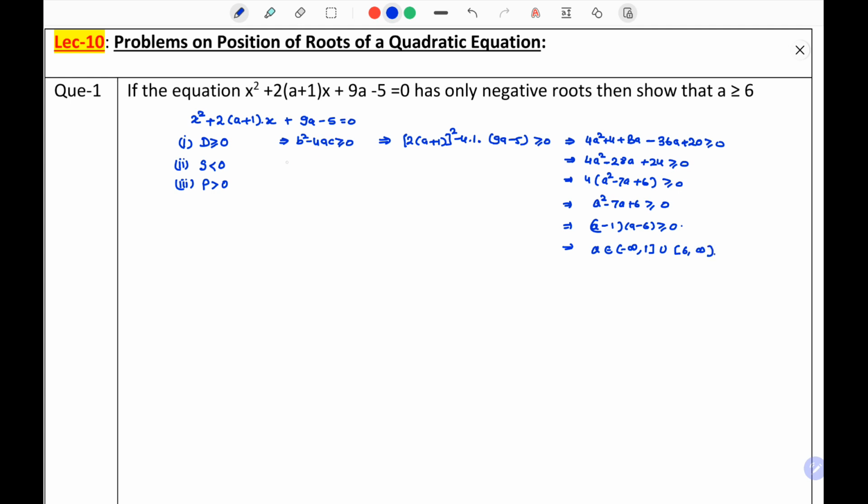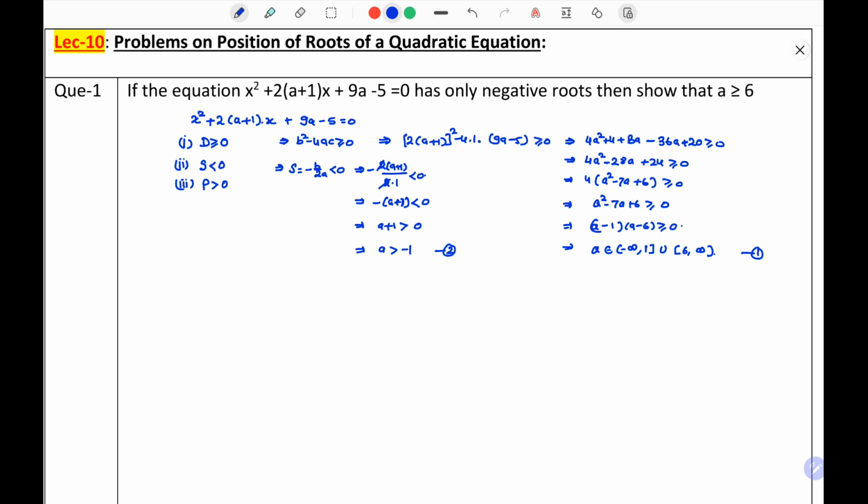Second is that sum is less than 0, and sum is given by minus b by a, which should be less than 0. Here b is 2 into (a plus 1) and a is 1, so minus 2(a plus 1) by 2... it should be less than 0. This implies that a plus 1 should be greater than 0, or a is greater than minus 1. This is our second solution.